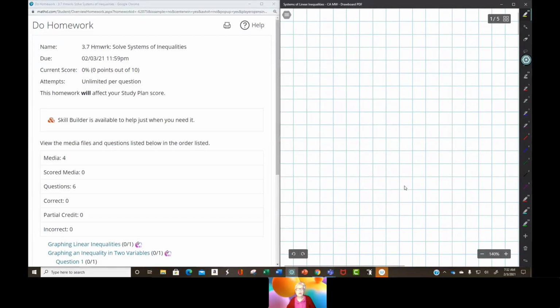Here we are. We're going to deal with systems of linear inequalities. So we're going to start out with just one inequality at a time and build up from there.